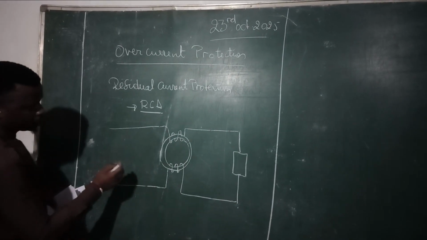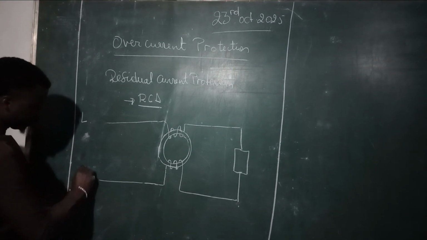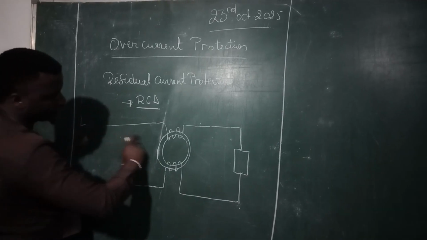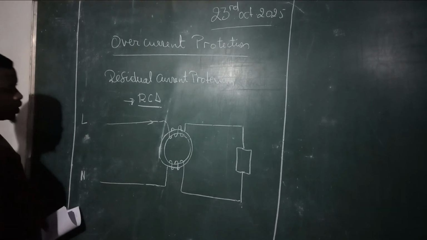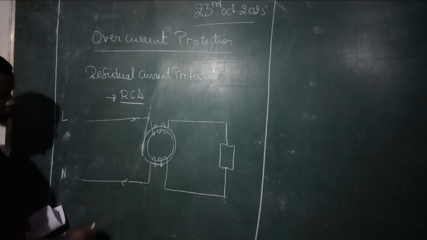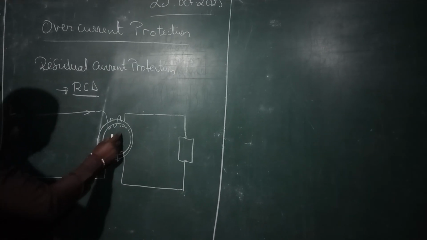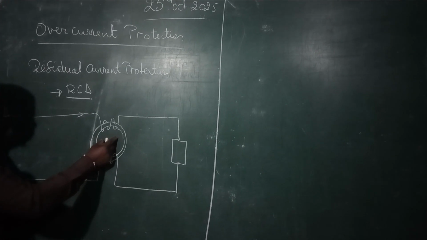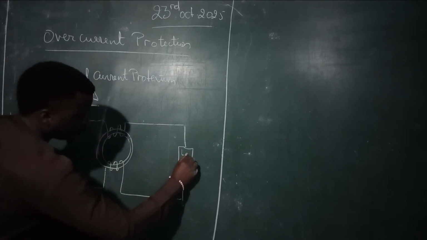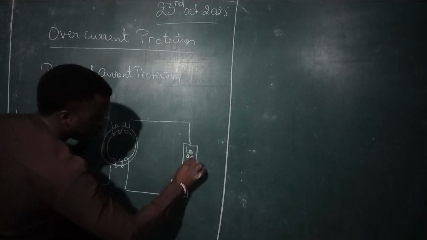But for this, it's not possible. Now, as in the normal case, this is live, this is neutral, as we have said. Normally, the current passed in the live wire must be equal to the current in the neutral. So, this coil produces a magnetic flux, and the resulting magnetic flux is always the same, and the circuit works fluently without any problem.